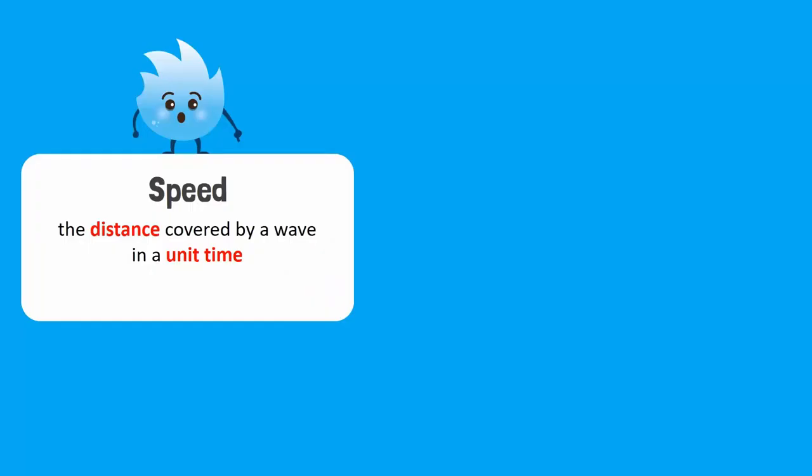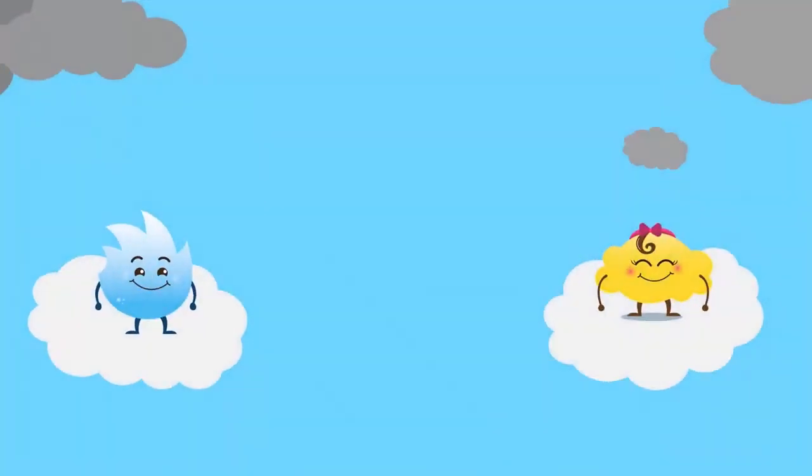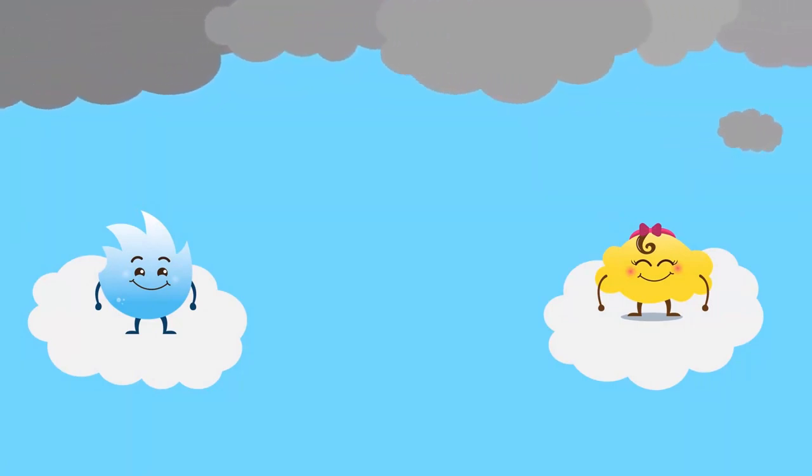Lastly, let's discuss speed. The distance covered by a wave in a unit time is called its speed. Speed is measured in meter per second. Imagine seeing a flash of lightning and hearing the thunder of clouds. First, we will see the flash of lightning, and a few seconds later, we will hear thunder.